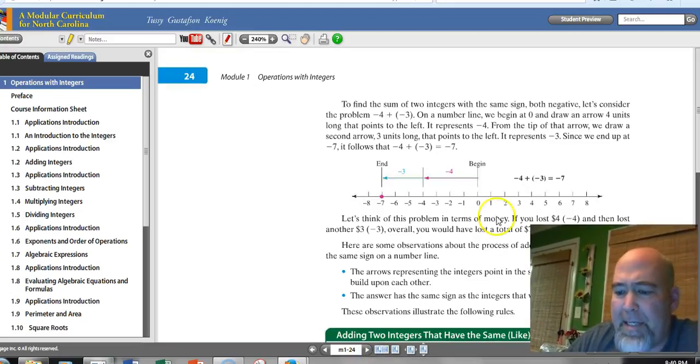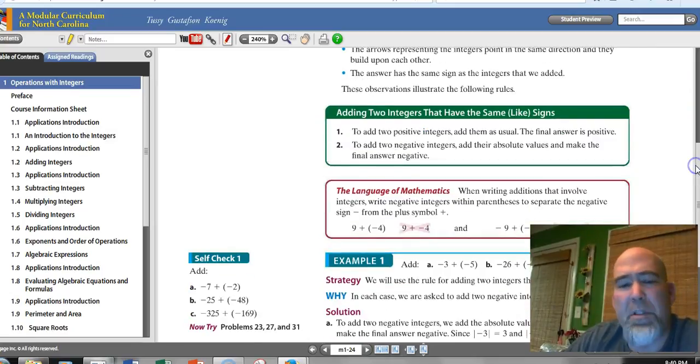The adding of two integers that are the same should be somewhat typical, normal for us. So if I have 5 plus 3, I know the answer is 8. When I have negative numbers and they're the same, so negative 5 plus negative 3, I add the numbers up and I keep the same sign. And so there's some rules here that go along with adding integers that have the same sign.